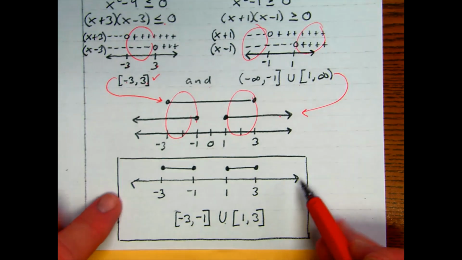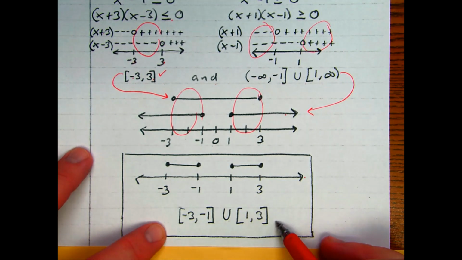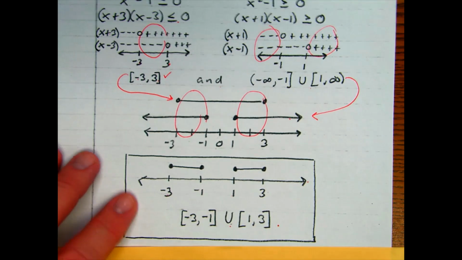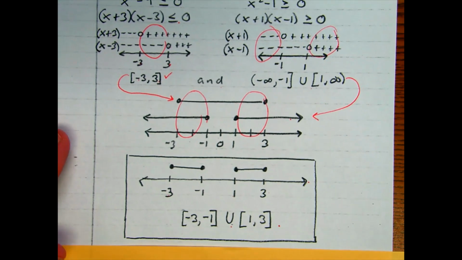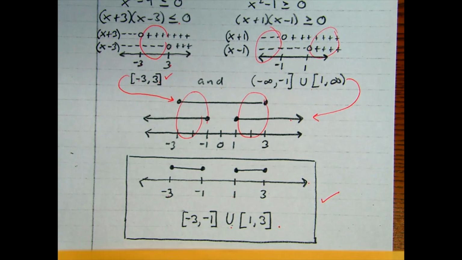We're looking at a number line graph. It would look like this. In terms of writing it out with interval notation, it would look like that. So the solutions are -3 to -1 inclusive, or the union means the same thing as an or, 1 to 3 inclusive. So that's one way that this problem could play out, solving it algebraically.